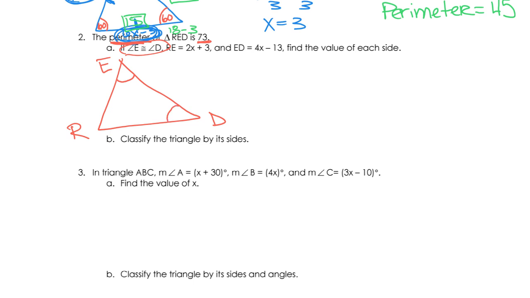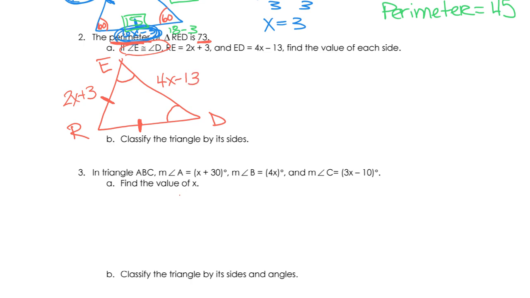And as soon as you put 2 arc marks or 2 equal angles in a picture, you're going to go ahead, and they're not going to tell you to do this. You have to know to do it, but you're going to go across and mark the 2 equal sides. So go across from the 2 equal angles and mark the sides that are across from them. Okay. If a triangle has 2 equal angles, it automatically has 2 equal sides, and that's going to help us. Okay. What they say next is that RE is 2x plus 3, and that ED is 4x minus 13.